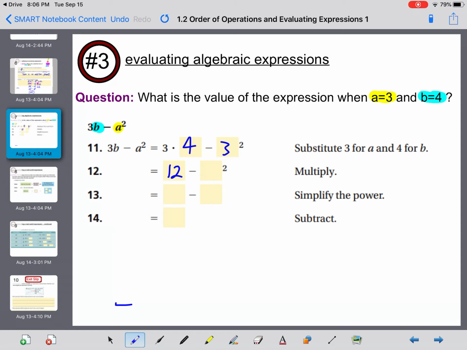3 times 4 makes 12, minus 3 squared. Bring down your 12, and 3 squared is 9. 12 minus 9 makes 3.